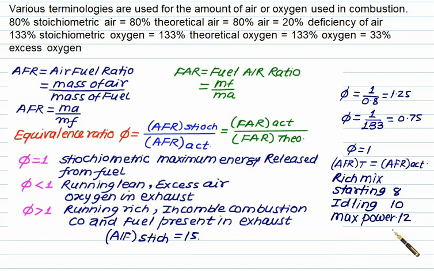For starting, we require a very large amount of fuel to burn. For idling, whenever we stop at a signal, we use an air-fuel ratio equal to 10. During maximum power, we require this value equal to 12. Whereas for economy, where power is not the interest, we require this ratio to be approximately 16 to 18.